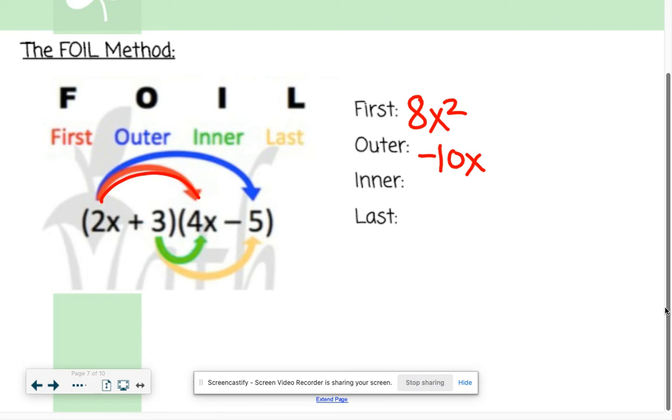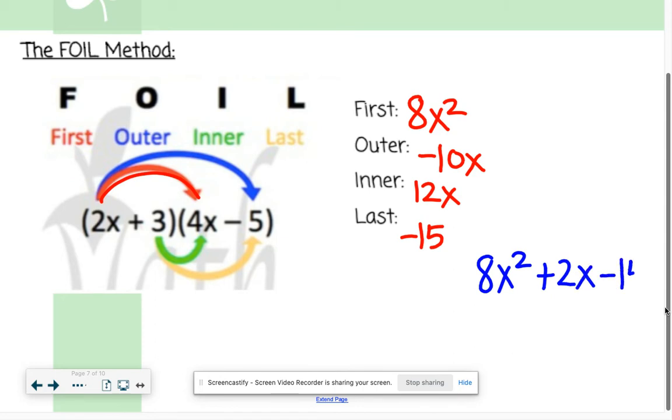Inner, yep, the inside two. 3 times 4x is 12x. And then your last, negative 15. And now we simplify, combine our like terms. Can I combine anything with 8x squared? No. What about our x's? 12x minus 10x gives me 2x. Then minus 15.